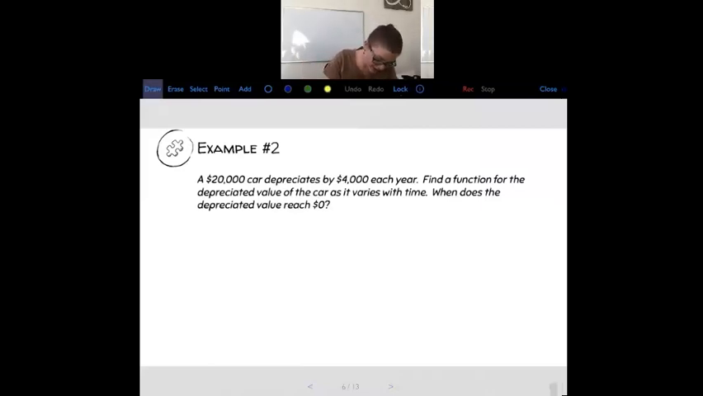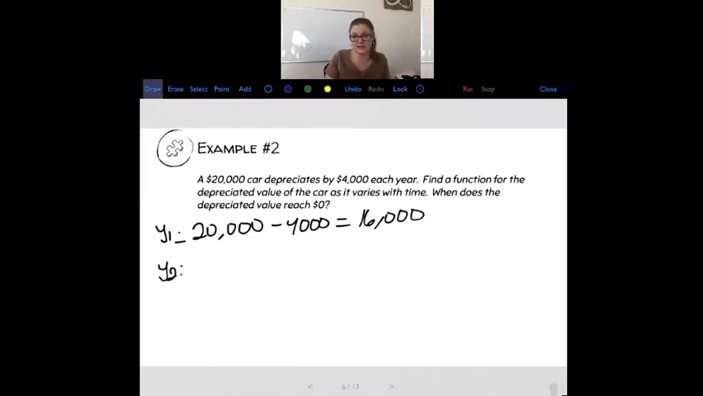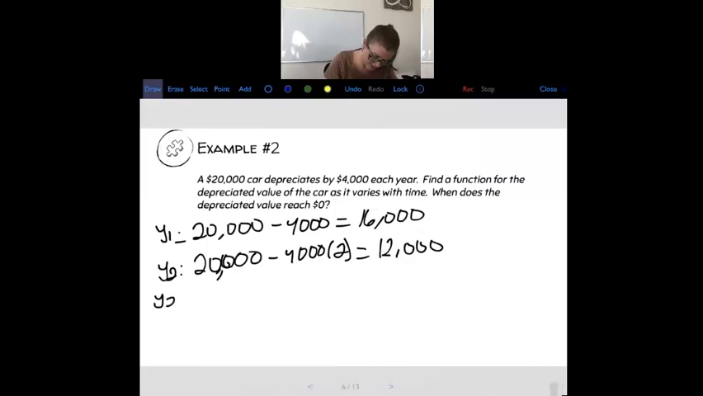Okay, so at the end of year 1, our car is $20,000 minus $4,000, which is, its value is $16,000. Okay. At the end of year 2, you can either take 16,000 minus 4,000, or because I'm building y equals mx plus b here, minus 4,000 times 2, because now we're at the end of year 2, it's depreciated $4,000 2 times. So this would be $12,000. You keep going, year 3, minus 4,000 times 3, which would be $8,000.